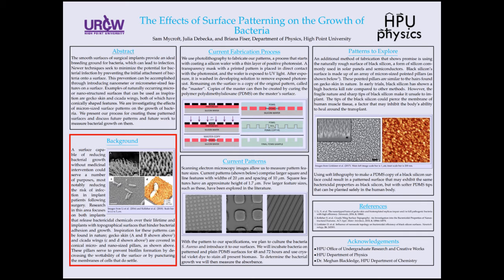Both cicada wings and gecko skin, pictured here, are covered in a lattice of nanoscopic cones which have been observed to reduce both wettability of the surface and to tear cell membranes of invading bacteria. The problem with replicating these surfaces is the challenge of creating patterns on the scale of nanometers or even smaller.